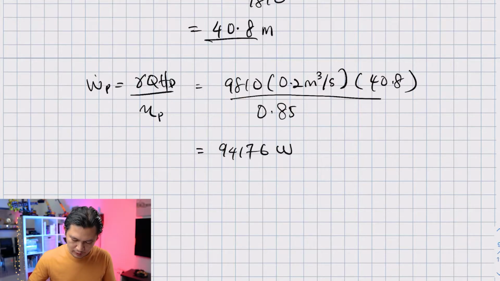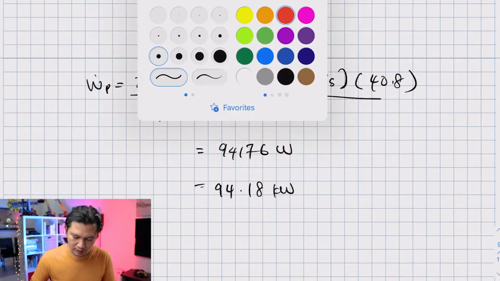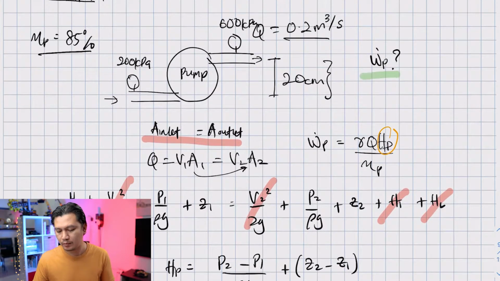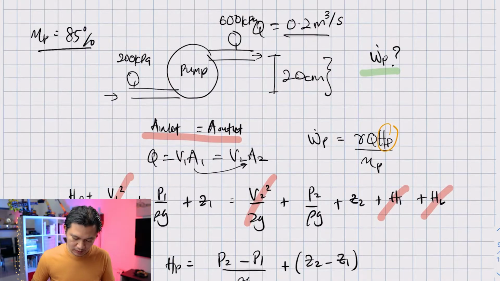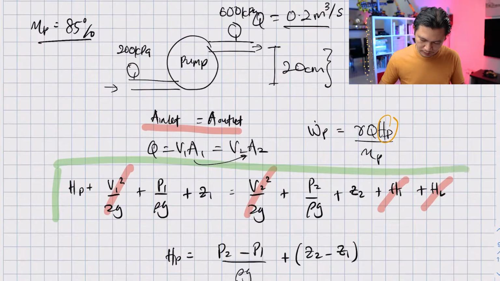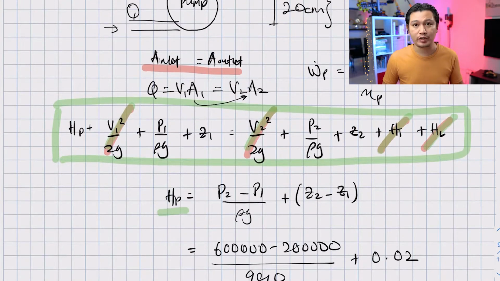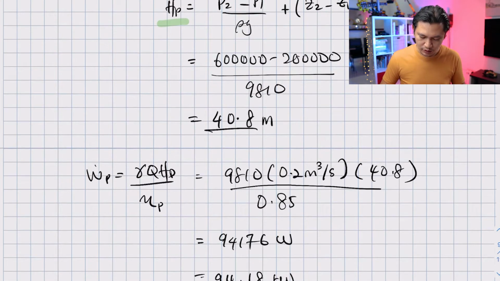watt. Or we can write it as 94.18 kilowatt. And that is our answer for this question, because the question only asks us for the power that is required by the pump. And this is how you get it. First, write the equation and then determine what can be cancelled out, and then look for HP, and finally look for the power. Now let us move on to our next example.